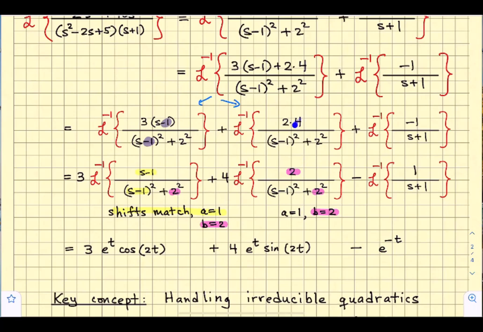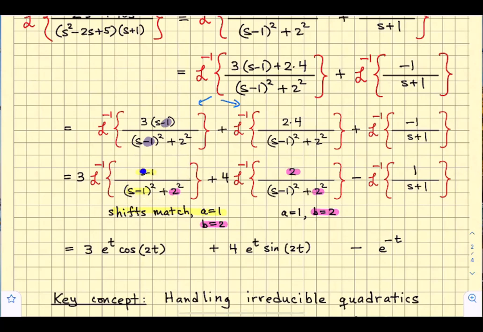It's crucial. Now notice I pulled the 4 out. I left the 2 because in order to use our table, now you'll see why I was doing what I did, these b's have to match. So I had to keep the 2 here. I don't want to pull all of this out. Otherwise, it doesn't match my table. And so I pull the 4 out. Here the shifts match. The b's match. And this inverse transforms back to an e to the t sine 2t. We still have the 4. And last, we'll keep this going here.